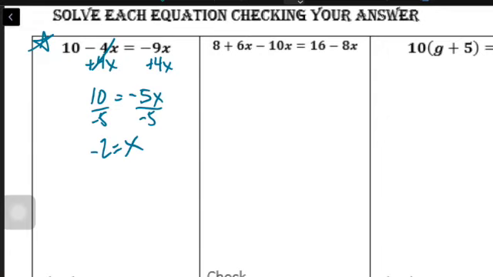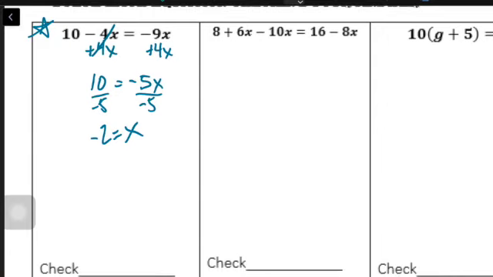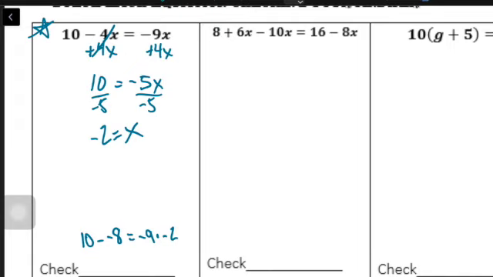This is fine. To check, honestly, in algebra, I do part of this mentally and part of it using the calculator, and I write down little parts of it. So I've got 10 minus, and then 4 times negative 2 is negative 8. And then I'm trying to see if that is equal to negative 9 times negative 2. And this side is 18, and this side is 18. So boom, cool. We did that correctly.